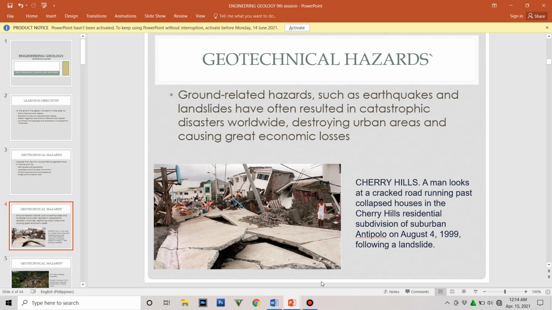So this is actually a landslide event somewhere in 1999 wherein the Cherry Hills subdivision had a landslide event wherein it collapsed several houses.